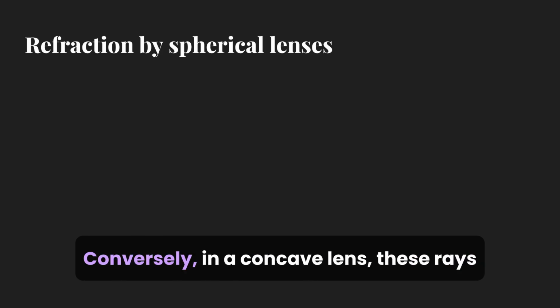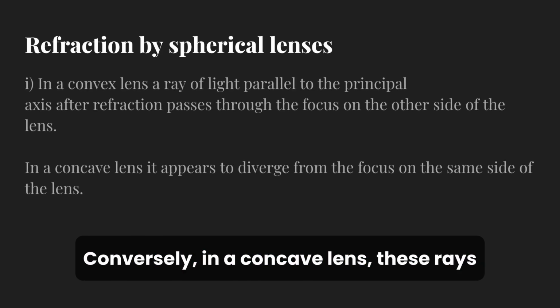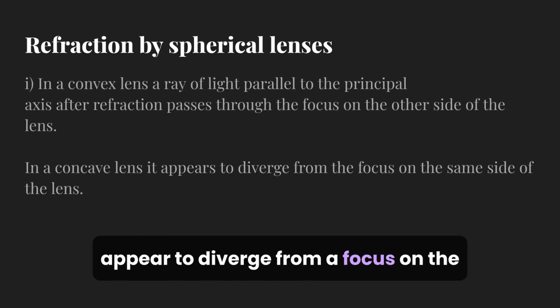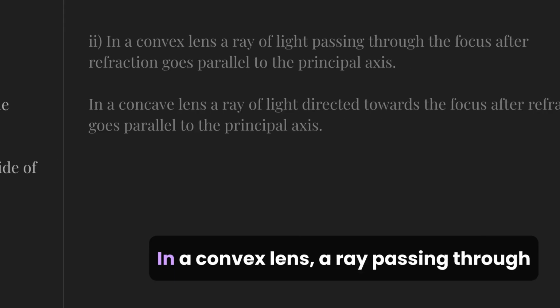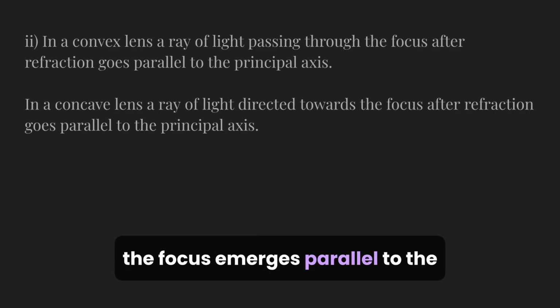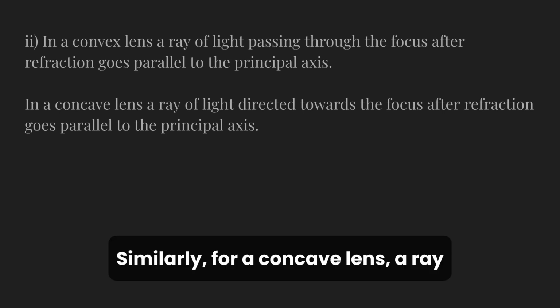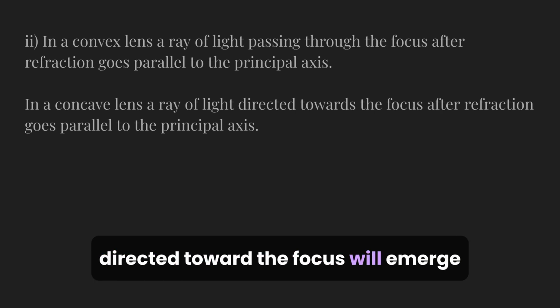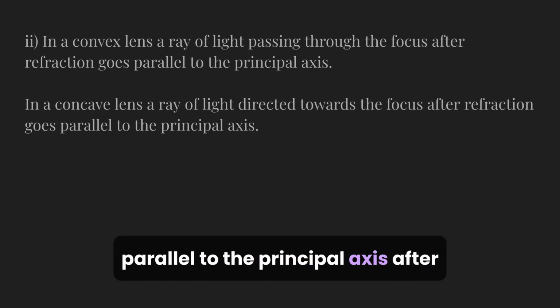When rays parallel to the principal axis pass through a convex lens, they converge at the focus on the other side. Conversely, in a concave lens, these rays appear to diverge from a focus on the same side as the lens. In a convex lens, a ray passing through the focus emerges parallel to the principal axis. Similarly, for a concave lens, a ray directed toward the focus will emerge parallel to the principal axis after refraction.